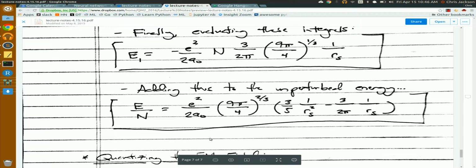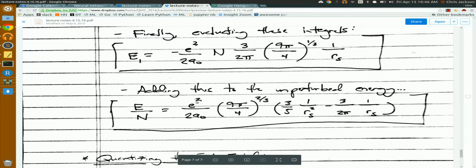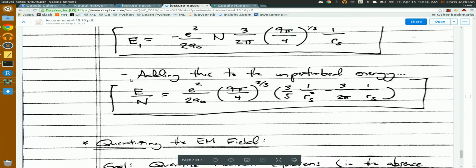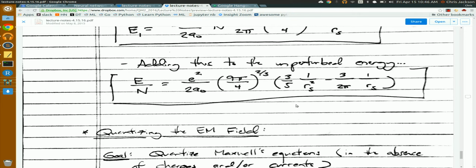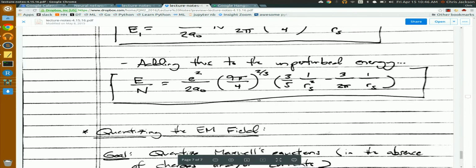But again, we get something that goes like 13.6 electron volts times some number. What I've done is compute the energy of a single particle, by dividing both sides by n. And that's the end of the day. So that is the calculation of the energy of our degenerate electron system up to first order in perturbation theory, in second quantization.